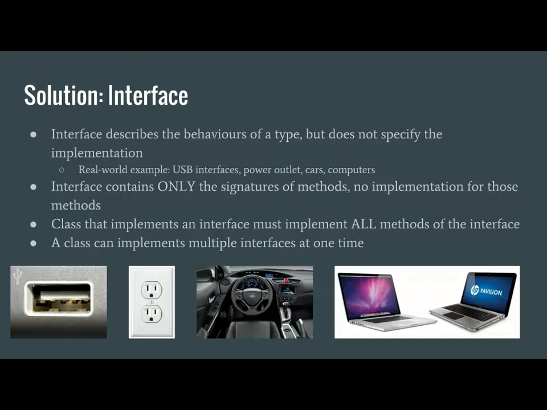In programming, an interface only contains the signature of a function, but does not implement it. So for example, let's say we have something like print array. Instead of implementing the print array method, it just says public void print array, parentheses, and semicolon, and that's it. It does not give you any implementation of print array.